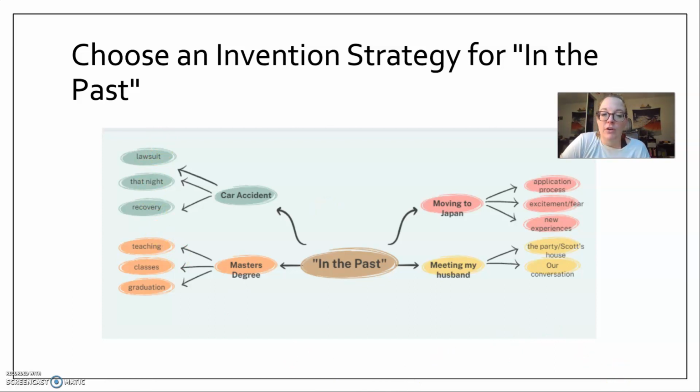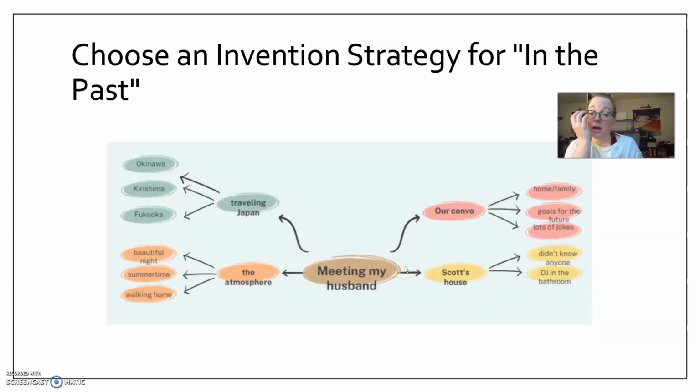And then another thing you can do is narrow it down further. If you already have an experience in mind, like this, I made another mind map with just meeting my husband in the middle, and then all the details around it are about that experience. This is one way that you can kind of figure out what your topic's going to be, but if you're not a fan of mind maps, try something else. The idea is that you just want to choose what works for you, all right?